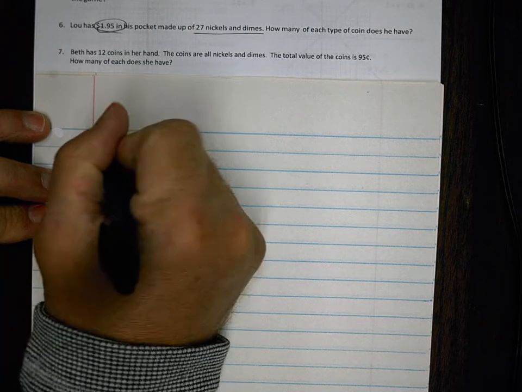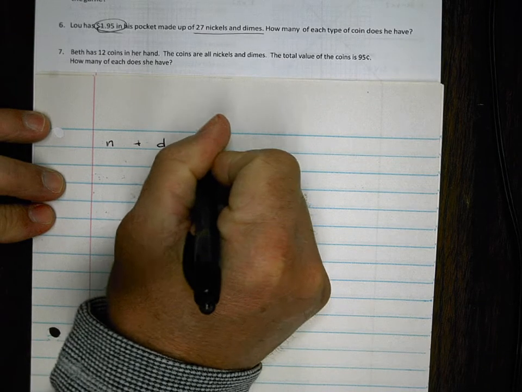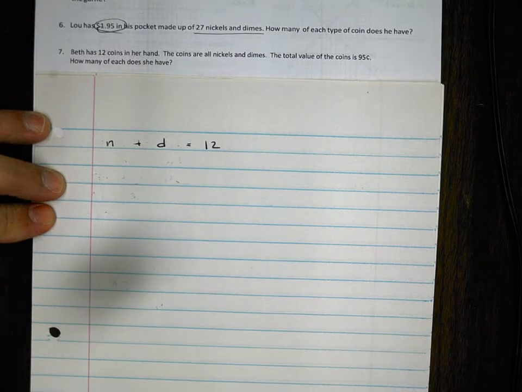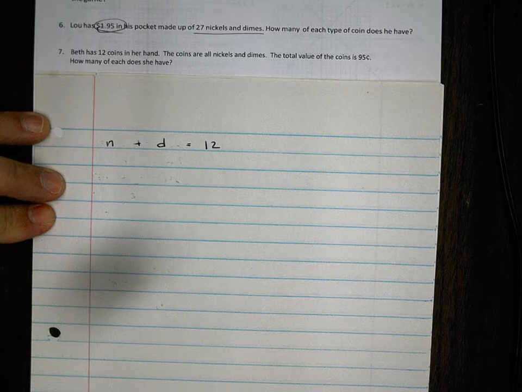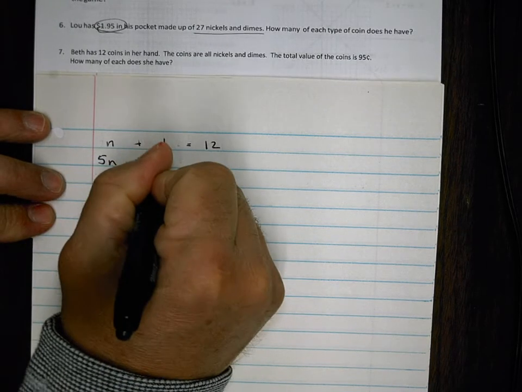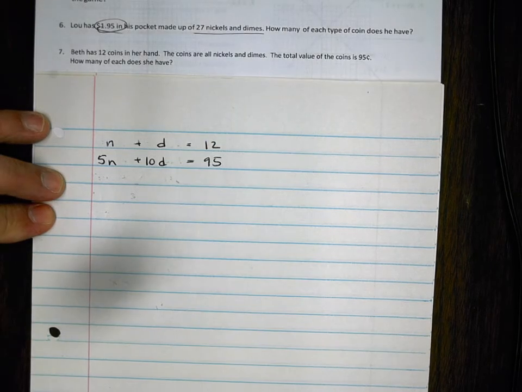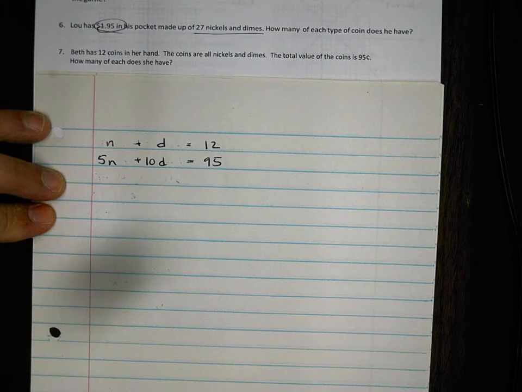First equation is about the number. So she has nickels, and she has dimes, and she has a total of 12 coins. The second equation is always about the value of the coins. We know nickels are worth 5 cents. We know dimes are worth 10 cents, and we know she has 95 cents. And they want us to find out how many of each coin.